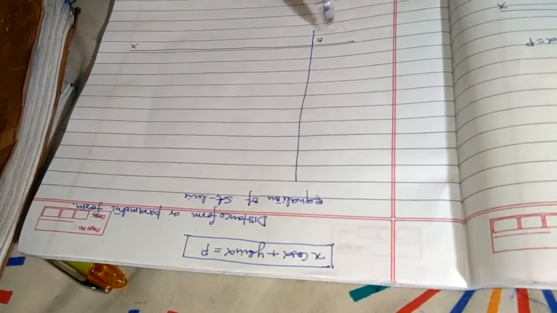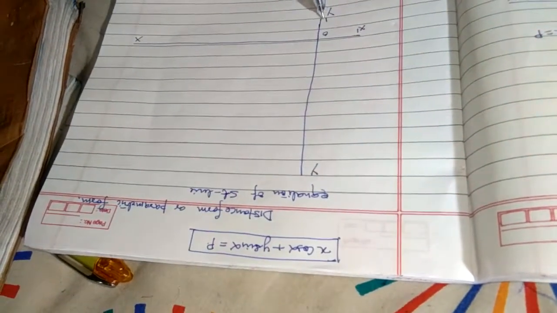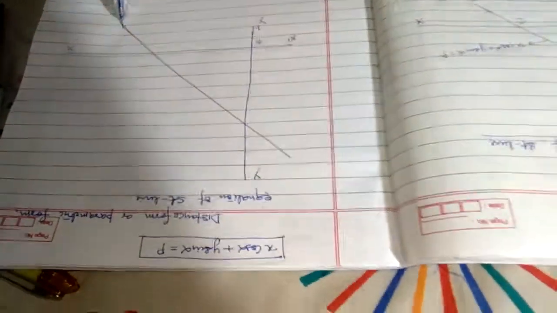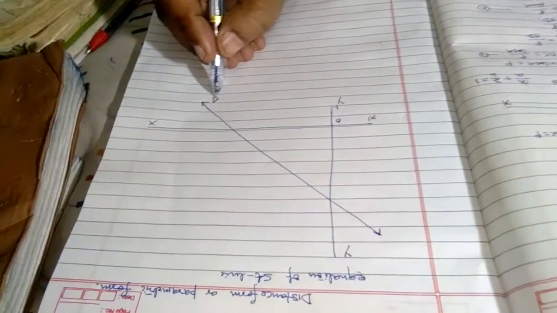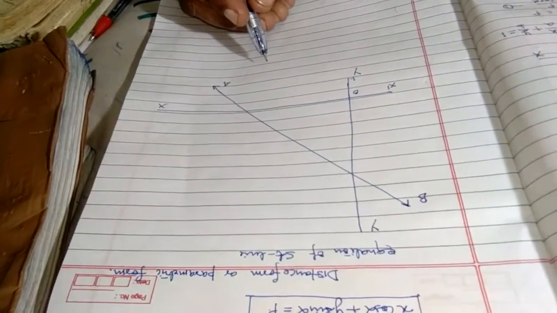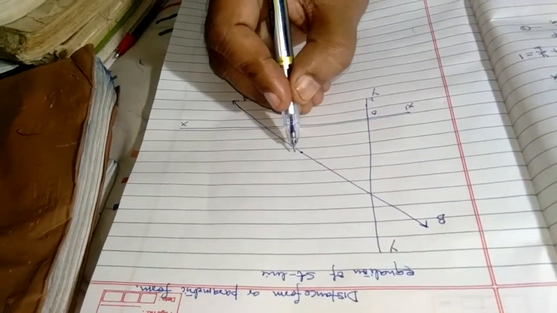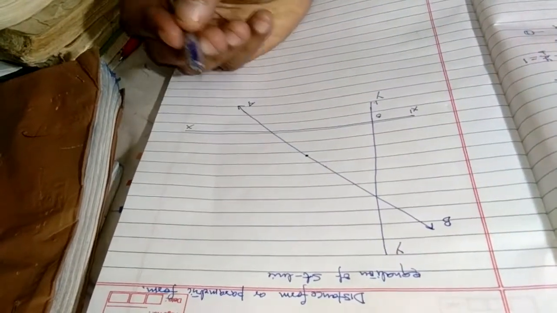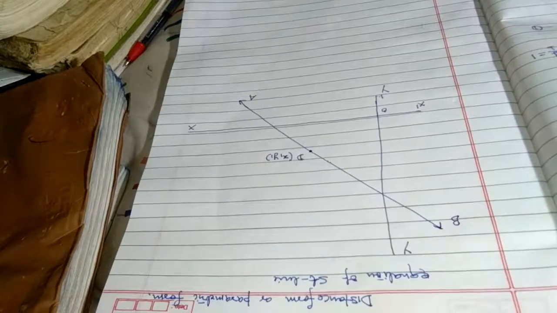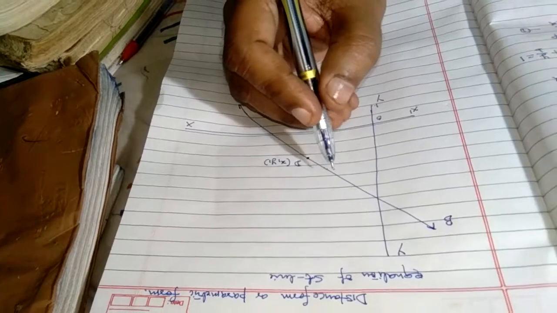So x dash is the coordinate axis, the x axis, and y dash is the coordinate axis, and here we have taken a straight line AB. Suppose this straight line passes through the point D, whose coordinate is x1, y1. The fixed point is given, and now we have to find the distance form or parametric form of the equation of a straight line.